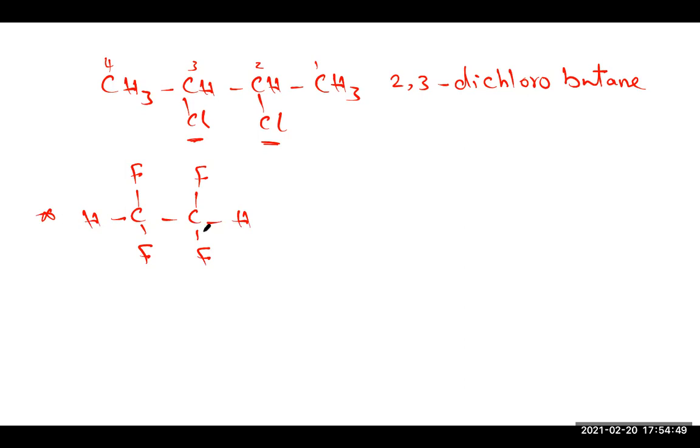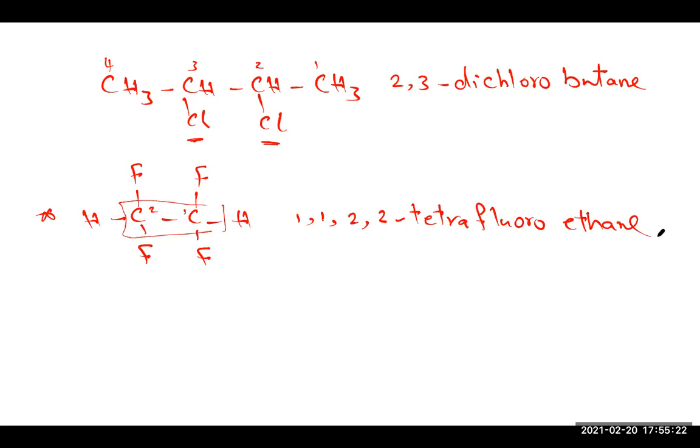Okay, so we have a chain of 2 carbons. If we number them, it will be 1 and 2. At number 1, we have 2 substituents. Each one of them should have a number. So it will be 1, 1, 2, and 2. Okay, so for each substituent, it should have a number. So it will be 1, 1, 2, 2. We have 4 fluorine, so it will be tetrafluoro. And that chain, we have only 2 carbons, so it will be ethane. So it would be 1,1,2,2-tetrafluoroethane.